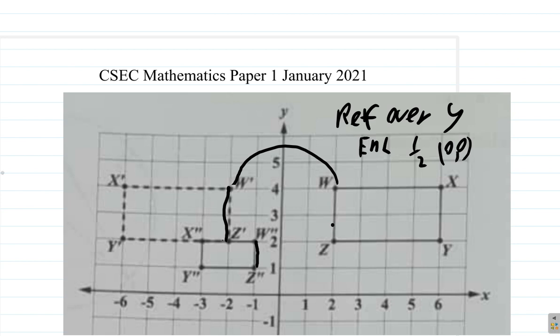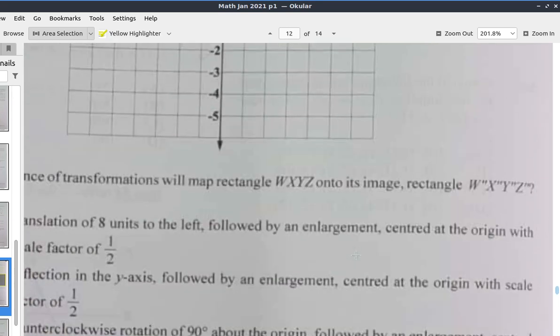And you notice earlier, when I drew the lines from the origin, they pass through the Z's, they pass through the W's, and they pass through the Y's. So the center of enlargement is the origin. So we have a reflection over the y-axis, and then an enlargement with scale factor half, center 0, 0. You see what they have to say?